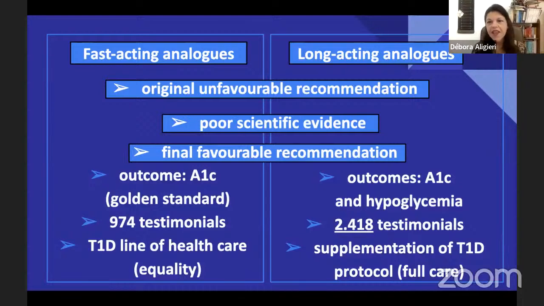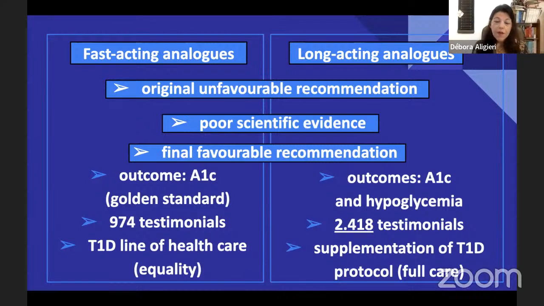We could make it. The fast-acting analogs were incorporated into the health system, so we could guarantee the insulin for all, because before, only people with legal action could access the insulin.